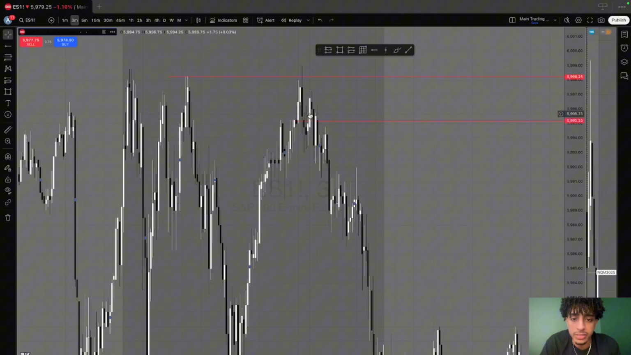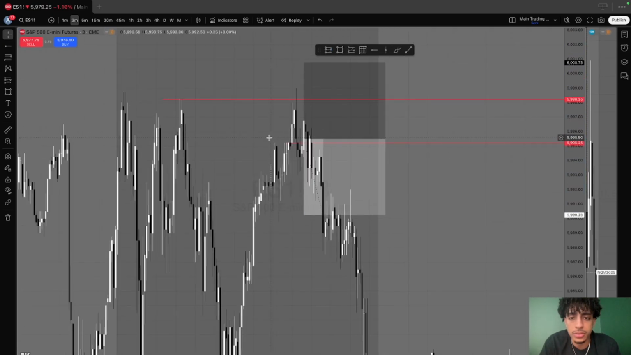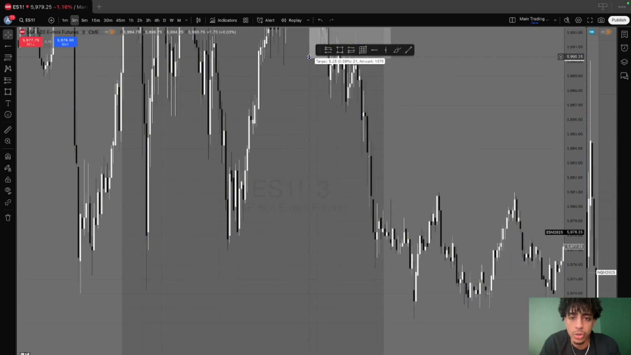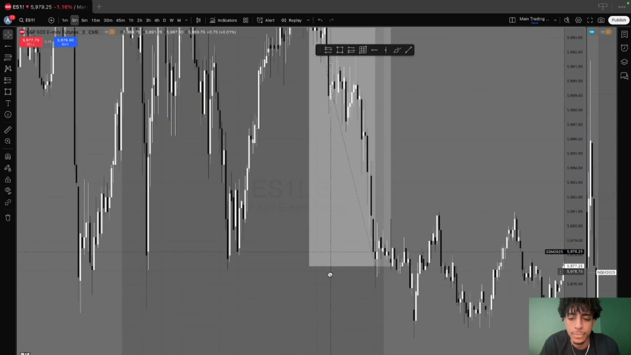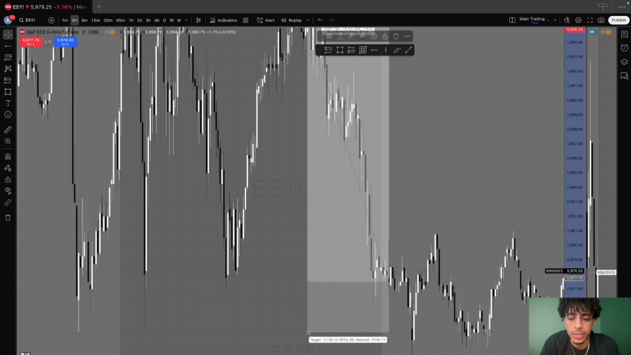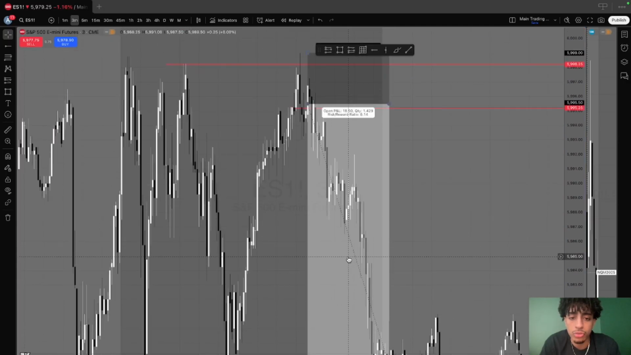What do we do? Wait for a retrace back to this CISD. We immediately get it. Bang. Enter. Stop loss at the high. Target: the external low, or these equal lows down there. This would have been a crazy trade.